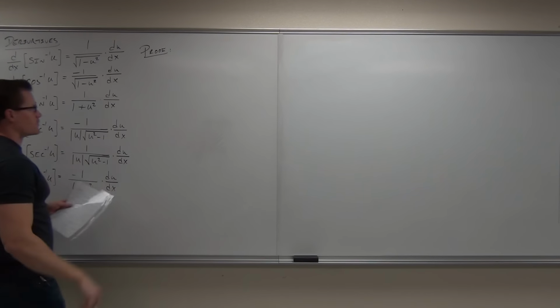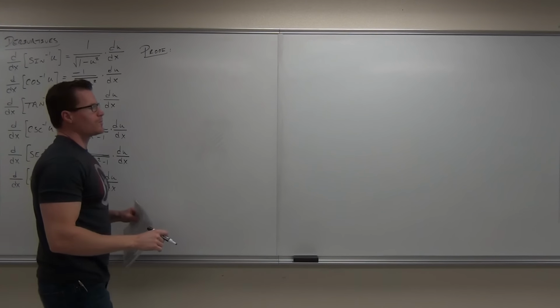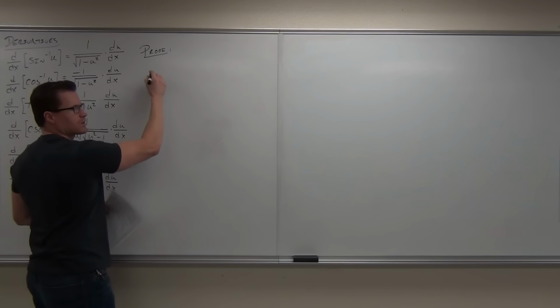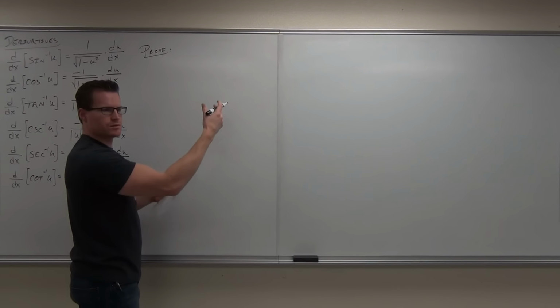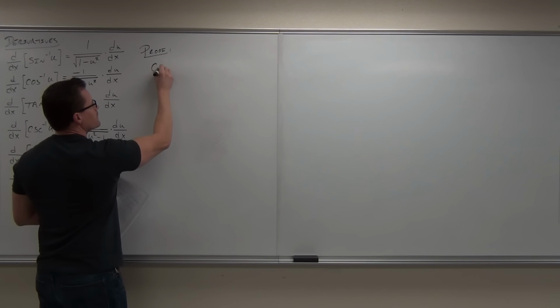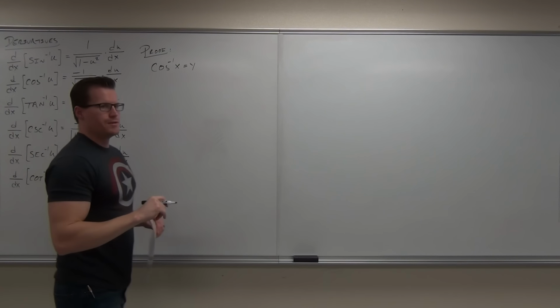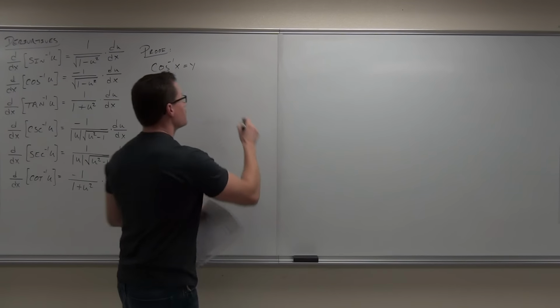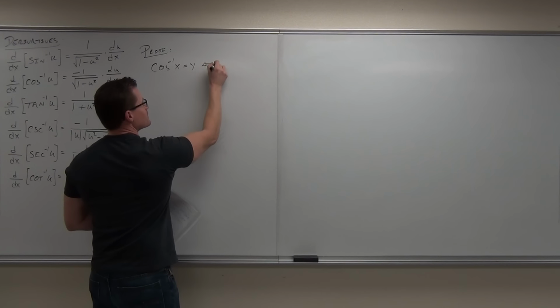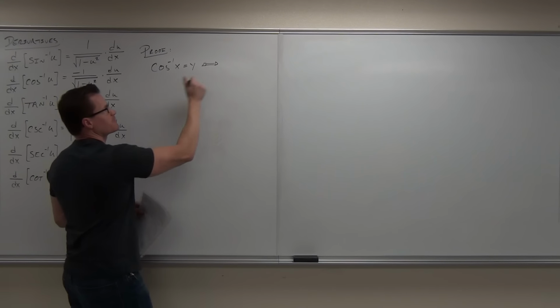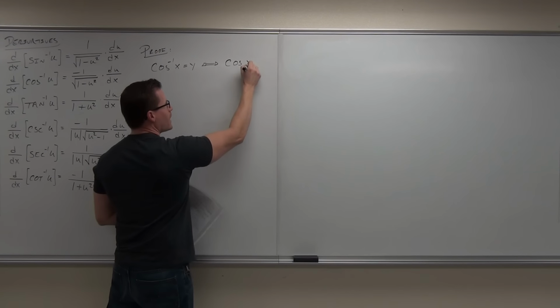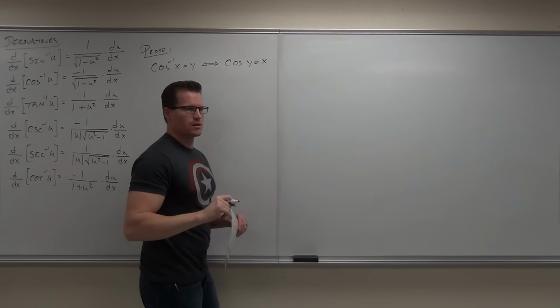We'll do the cosine inverse. Well, let's start off with what cosine inverse of, we'll do x, but if we have cosine inverse of x equals y, this happens if and only if, we did this last time, cosine of y equals x. Do you remember doing that?